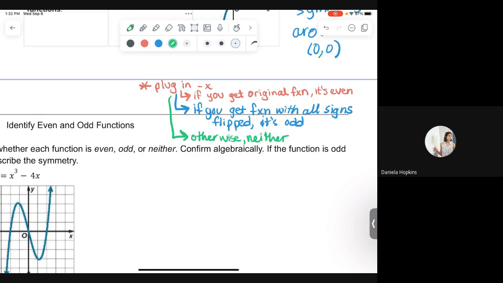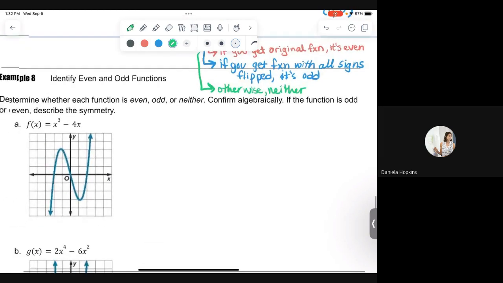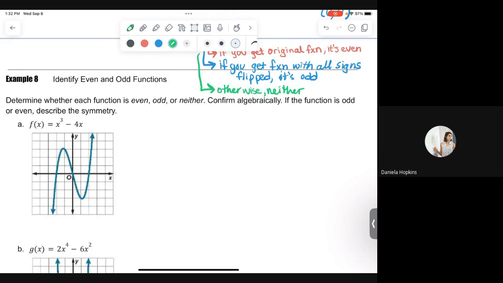Now, we're going to do example 8. So example 8, let's just look at this for a second. What kind of symmetry do you think this has? Point symmetry or line symmetry? It's point symmetry, and it looks to be about the origin. So we can make a prediction that this is probably odd. But let's see the algebra for why that is.